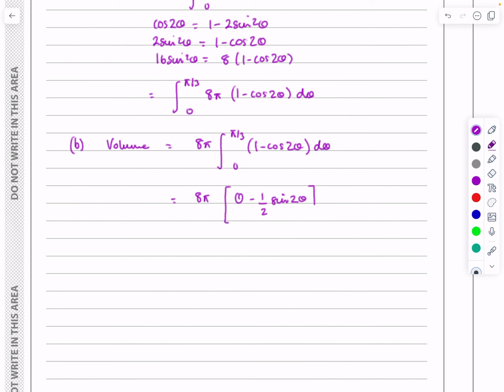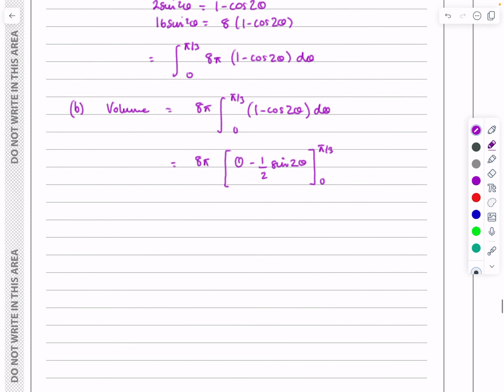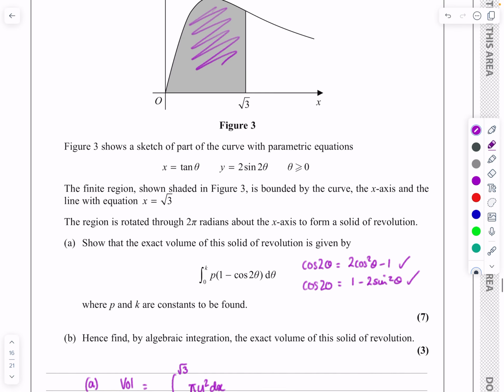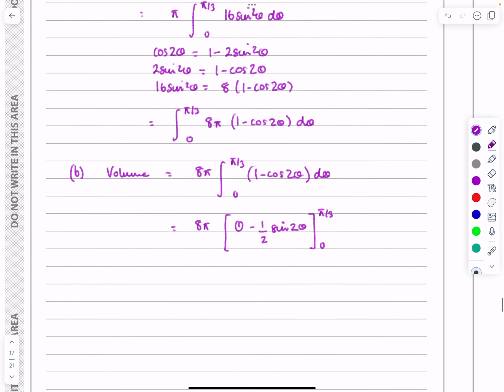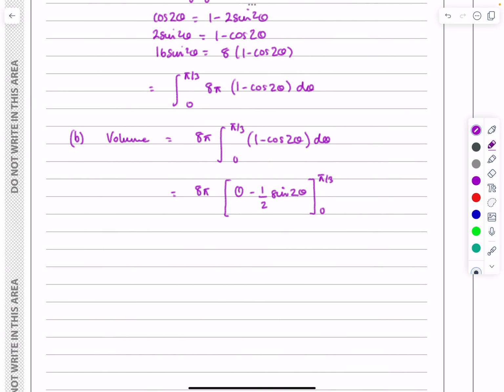That works out to be a half sine 2 theta. So we're doing that between pi over 3 and 0. Did they ask for the exact value? They probably did. Yeah, the exact value. So now just chuck everything in and just tidy it all up. It's going to be 8 pi. It's going to be pi over 3 minus a half sine 2 pi over 3. That bit minus putting in 0. 0 minus a half sine 0 there.